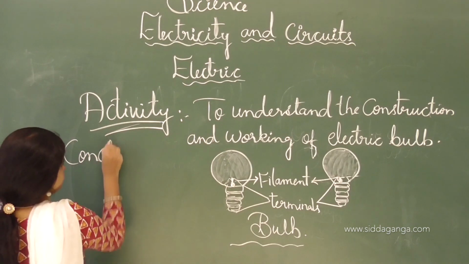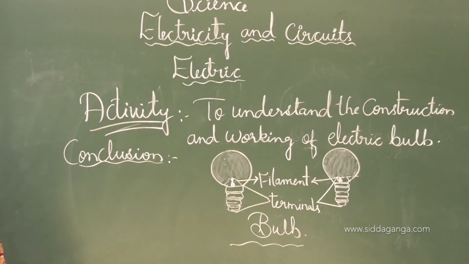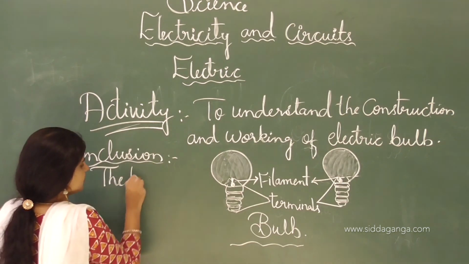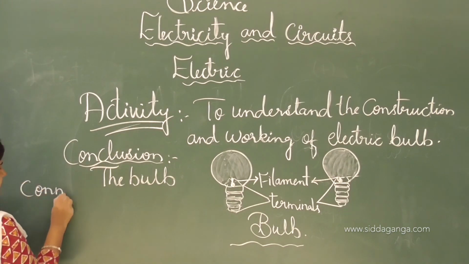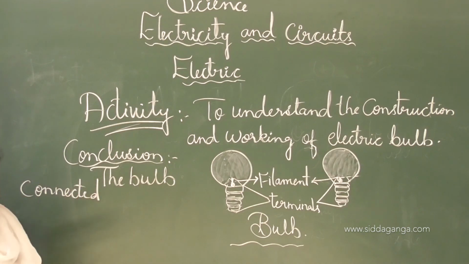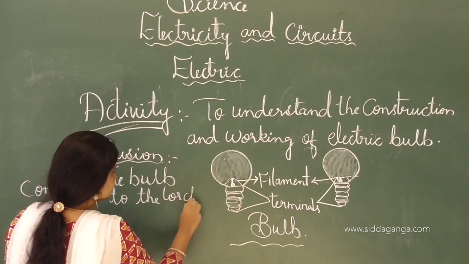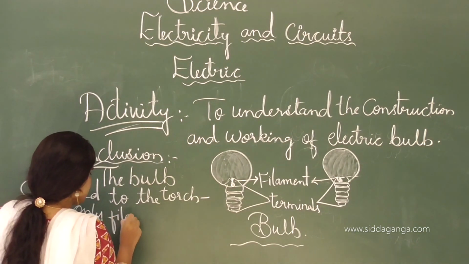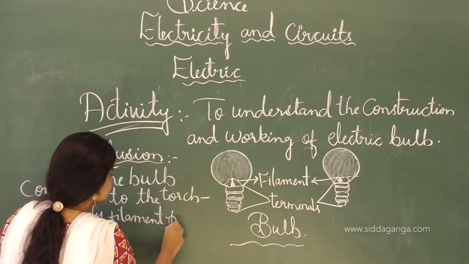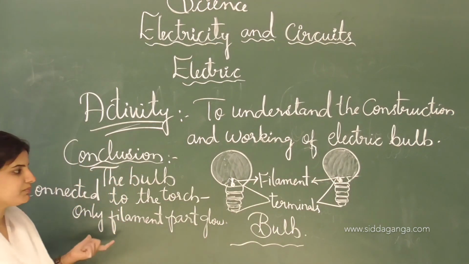See, there is a conclusion. The bulb connected to the torch, only the filament part will glow. See, only the filament part will glow.